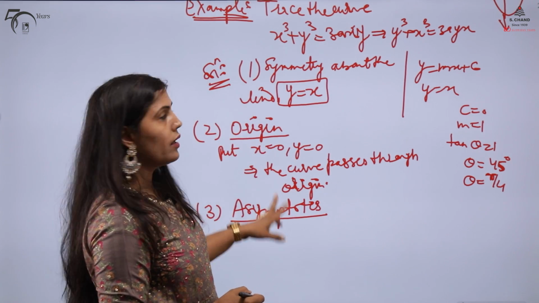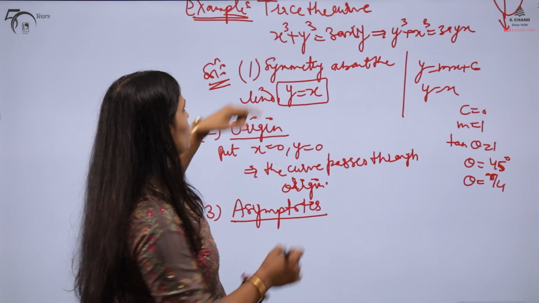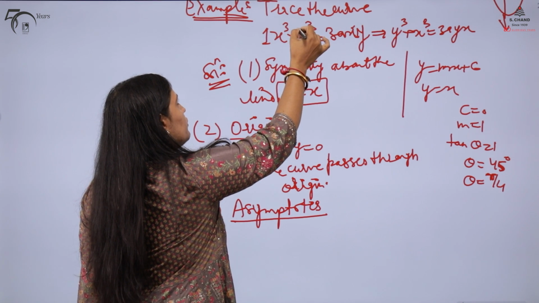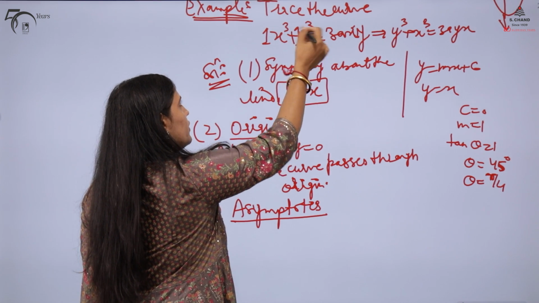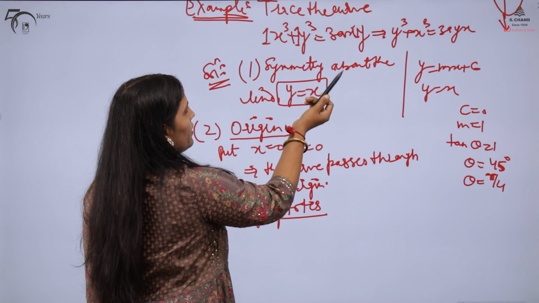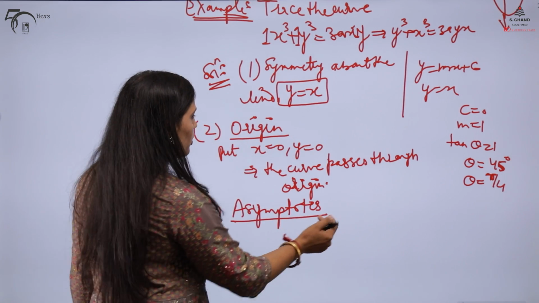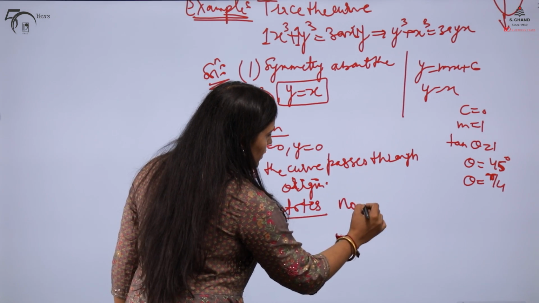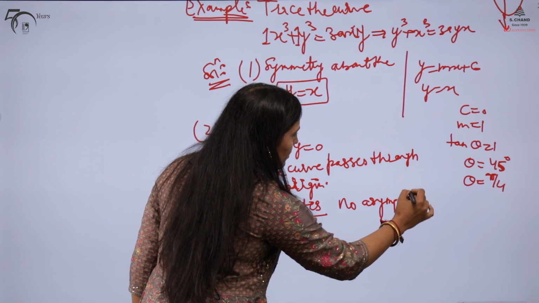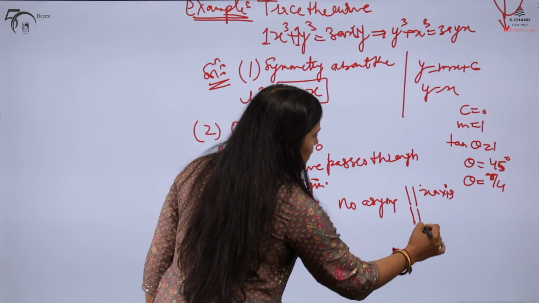So asymptotes: if you put the highest degree of x equal to 0, that is the coefficient is 1, it will be absurd, 1 equal to 0. And if you put the highest degree of y equal to 0, the coefficient, so 1 equal to 0 means again absurd. It means there is no asymptote parallel to the x axis and y axis in this case.